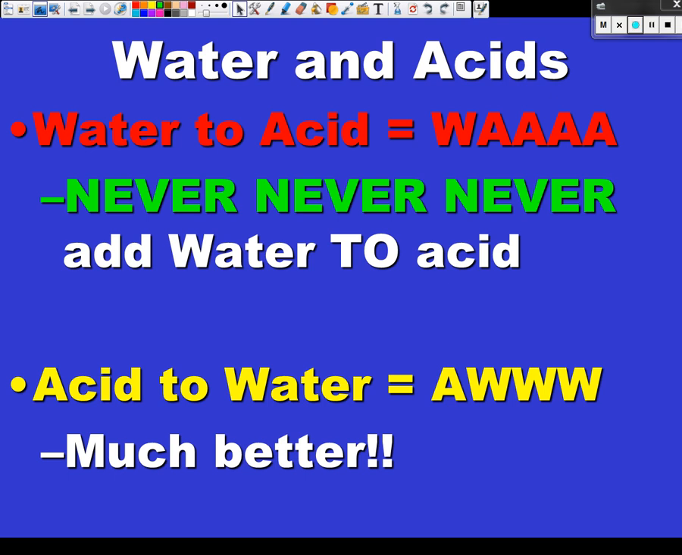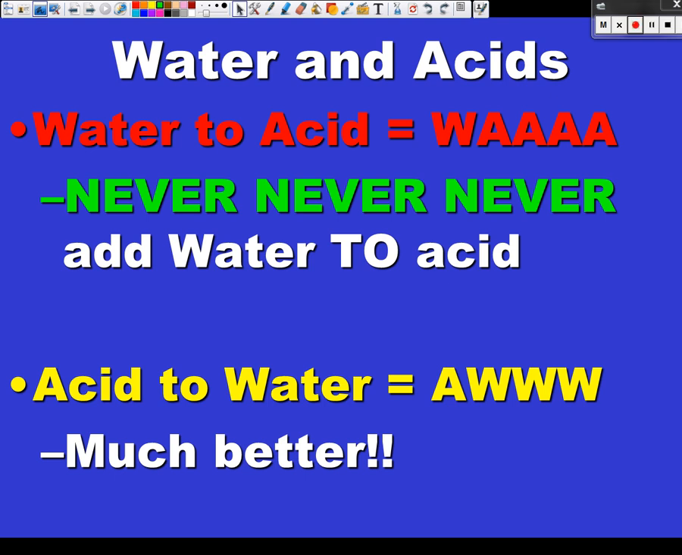So we're going to add the fries to the hot oil, not the hot oil to the fries. So we're going to add the acid to the water, not the other way around. Okay? So, if you do acid to water, everything's nice and good.